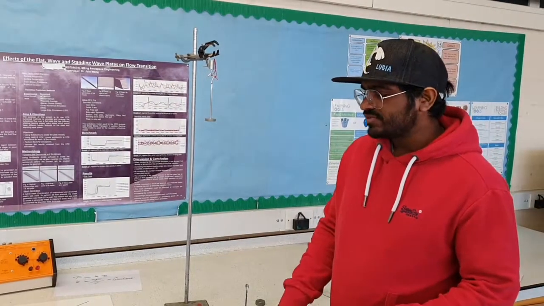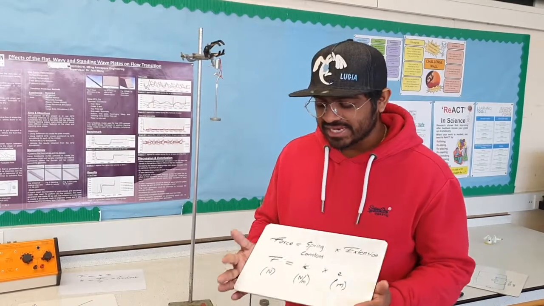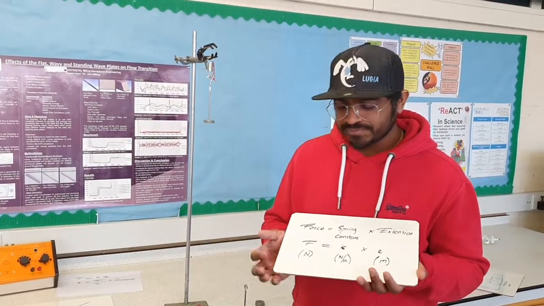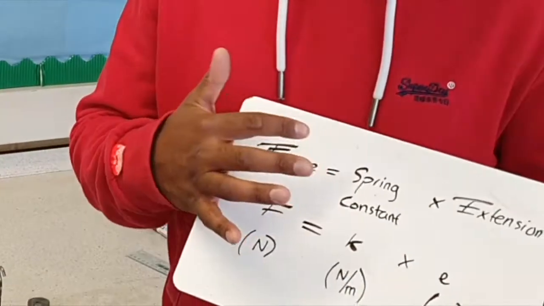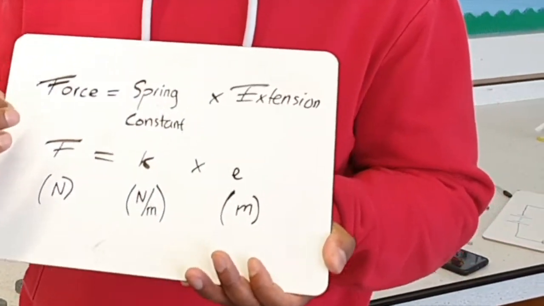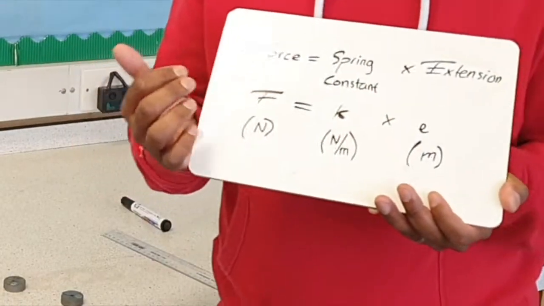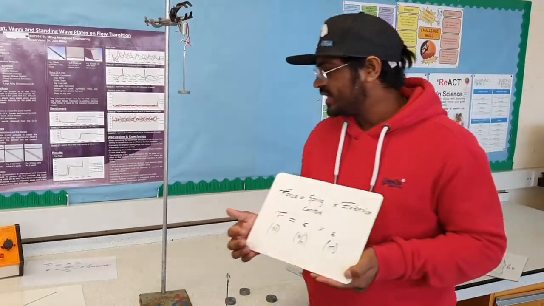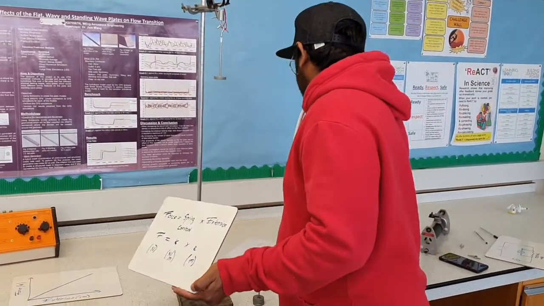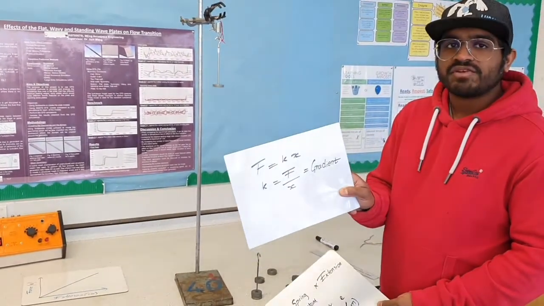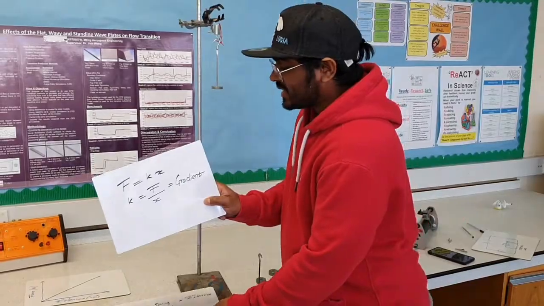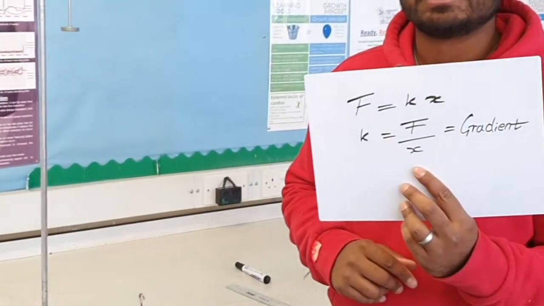Once I have an extension, I can calculate the spring constant by using this equation, which is Hooke's law, where F is equal to KE. So force is F, K is spring constant, and E is extension. Rearrange this equation to make K the subject, where I've got K is equal to F over X. But in this case, my X is my extension.